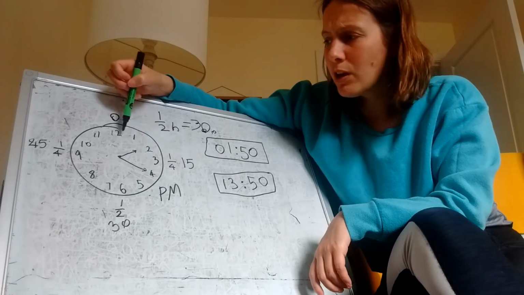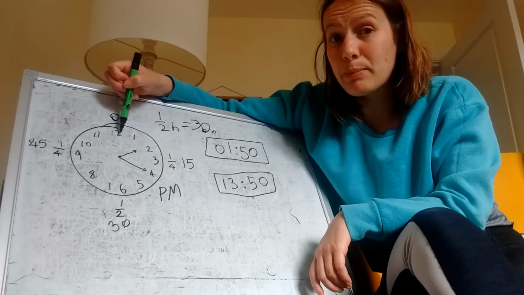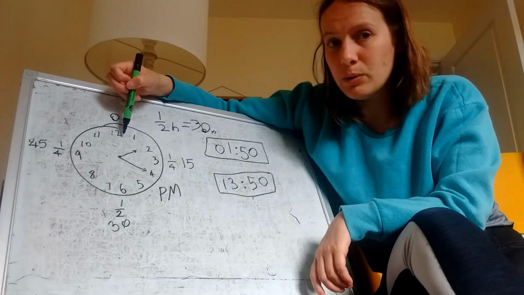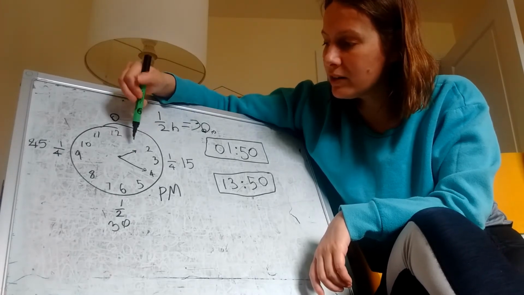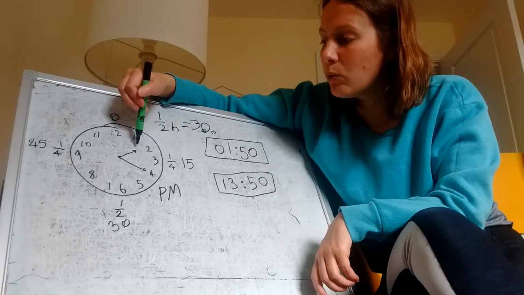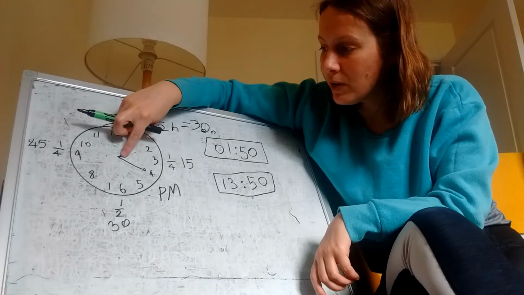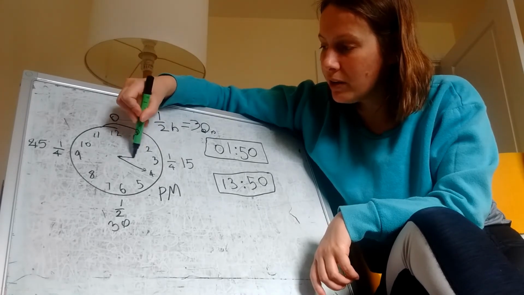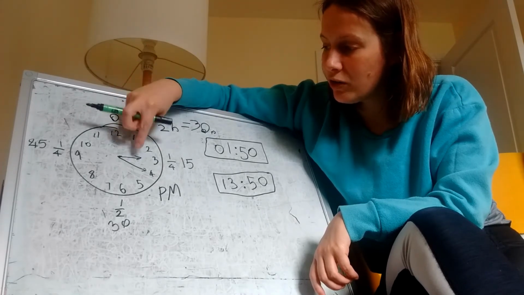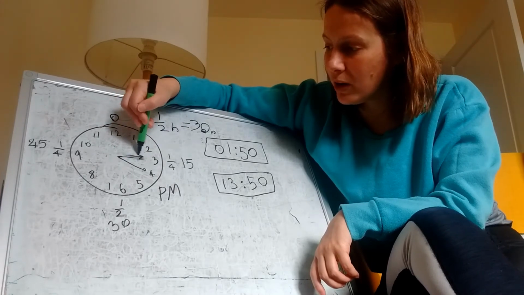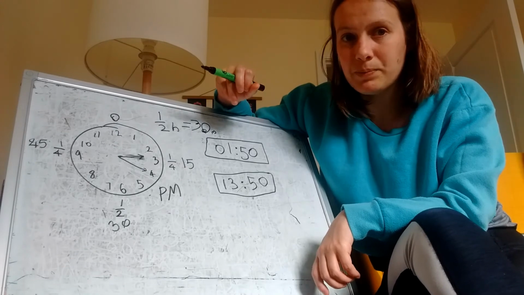But that minute hand moved past the hour. It took us over the hour. So our hour hand is going to move on as well. It was between 1 and 2. So we're going to move it on to between 2 and 3. I moved that a little bit too far. It needs to be in between 2 and 3.